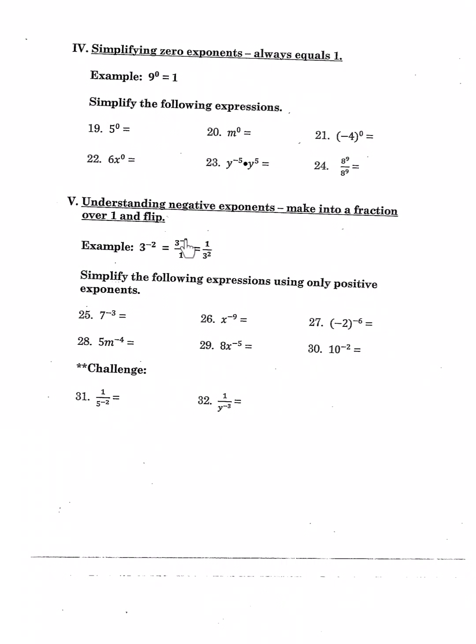And then finally, we're going to look at Roman numeral number 5. The example is 3 to the -2 power. Well, we can write 3 to the -2 as 3 to the -2 over 1. And then all we do is we flip it. And the negative exponent moves to the denominator and becomes positive.